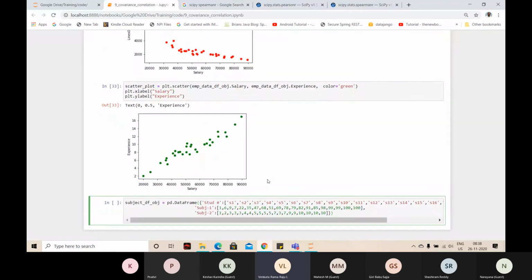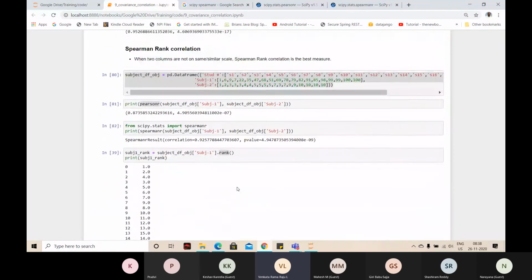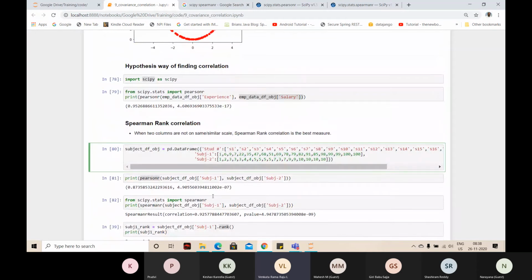If it is by chance, whatever, when you do this shuffling and calculate the p-value, it is going to be greater than 0.05. So the relationship is by chance, we'll say. To see whether the relationship is by chance or not, hypothesis testing is going to help.